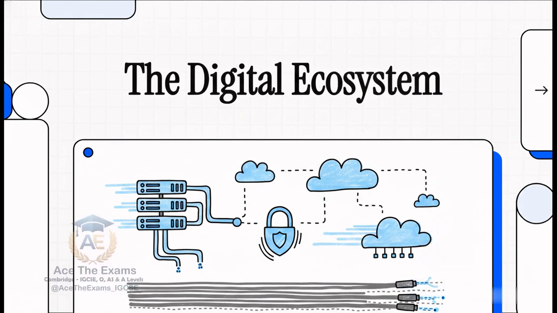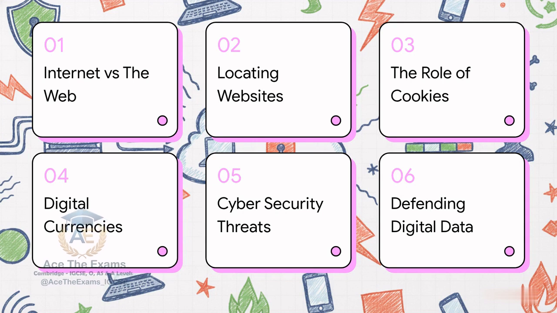So, let's dive in. Okay, just to map out where we're headed, here's a quick look at our agenda. First up, the internet versus the web. Second, locating and retrieving websites. Number 3, the role of cookies. 4 is digital currencies and blockchain. 5, modern cybersecurity threats. And finally, number 6, defending our digital data.